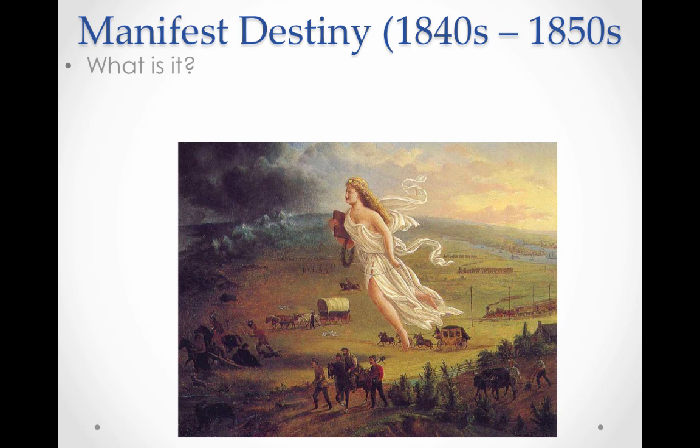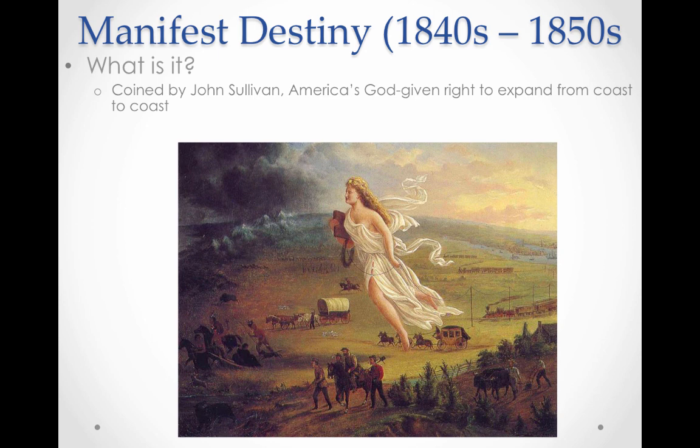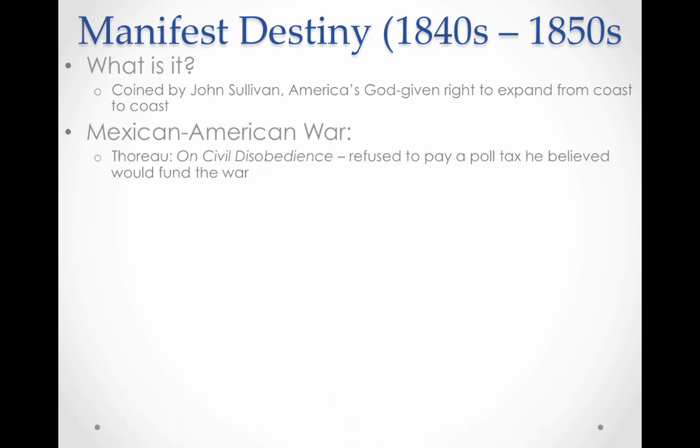All right, so continuing on, something extremely important. Please underline, star, circle, manifest destiny. It shows up all the time. So what is it? It was coined by a guy by the name of John O'Sullivan, America's God-given right to expand from coast to coast. So we would control all territory from the east in the Atlantic Ocean to the west in the Pacific. One example of this would be the Mexican-American War. And during this war, we have Henry David Thoreau. He writes his influential writing on civil disobedience, and he refused to pay a poll tax that he believed would fund the war.